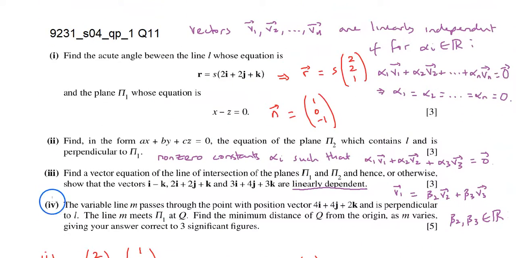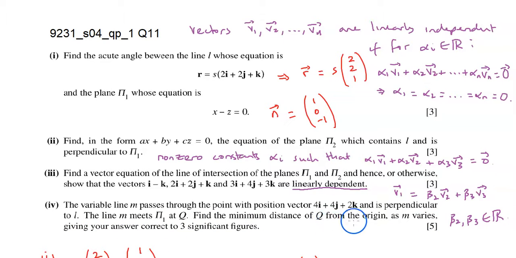Okay, and lastly, part IV. The variable line M passes through the point with position vector (4, 4, 2) and is perpendicular to L. The line M meets pi 1 at Q. Find the minimum distance of Q from the origin as M varies, giving your answer correct to 3 significant figures.